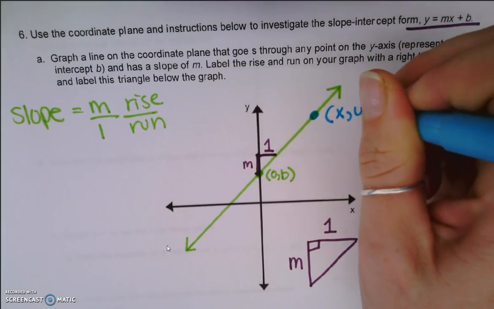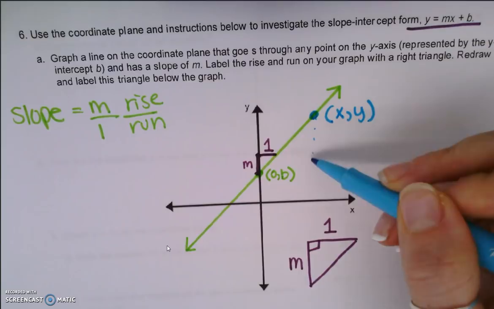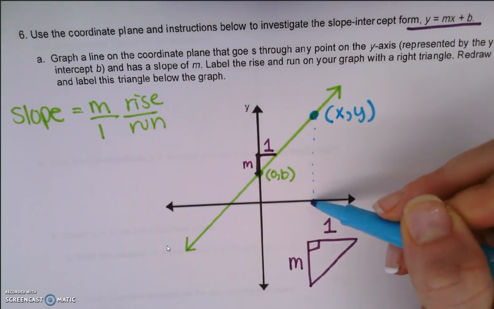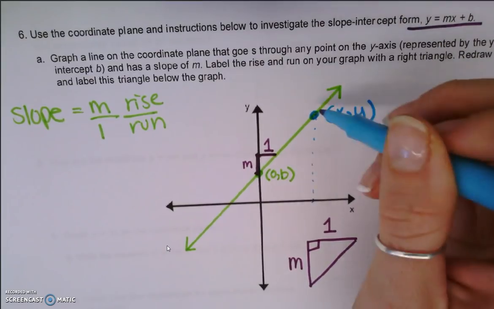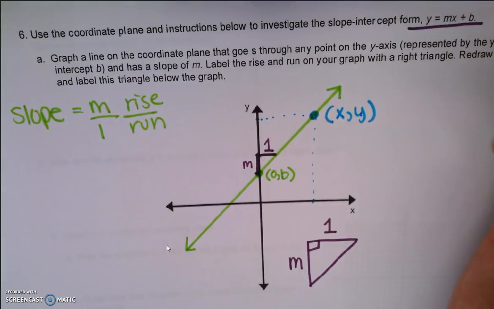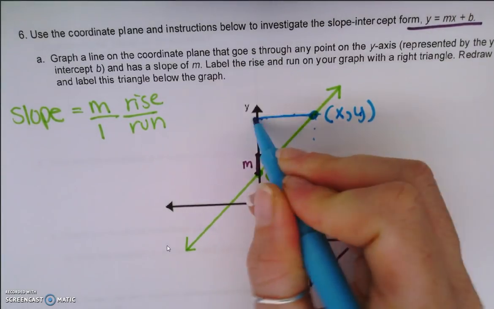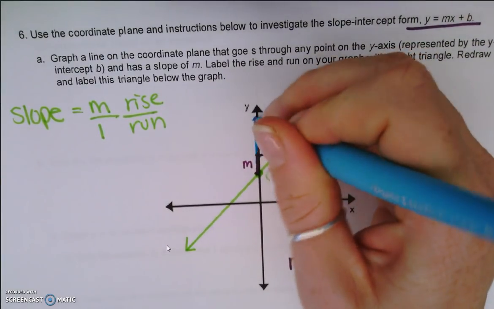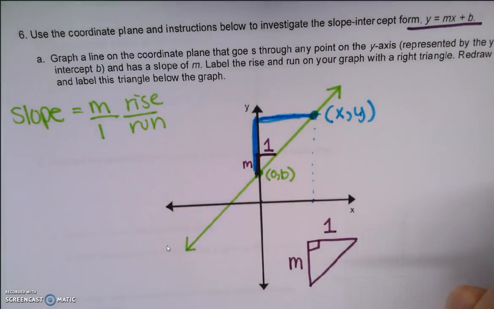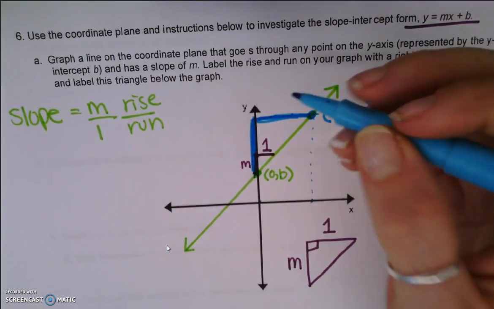Remember, this is (x, y), because if I drop a vertical line down, this is the x value. So if this was 20, that would be 20. And this is the y value of my coordinate. And I'm going to draw my right triangle. Make sure when you draw your right triangle, you only go down to the y-intercept. Do not go all the way down to the origin, because that's not a right triangle showing your line.